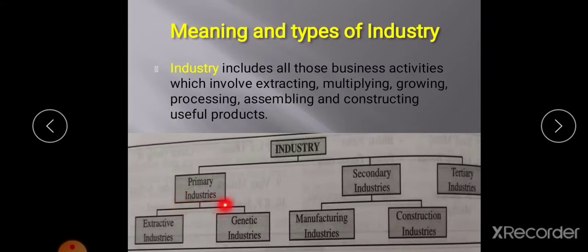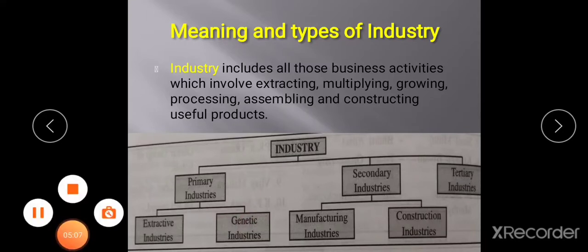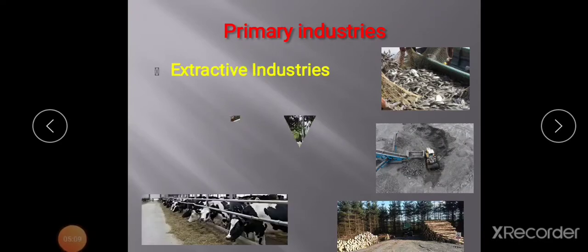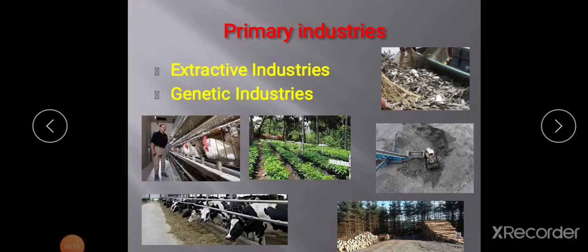First we will learn about primary industries. Primary means first. Primary industries. There are two types of primary industries. First one is extractive industry and the second one is genetic industry. We will learn one by one in detail. Now first we will learn about primary industries. I have already told you that there are two types of primary industries, that is extractive industries and genetic industries. So first one is extractive industries.